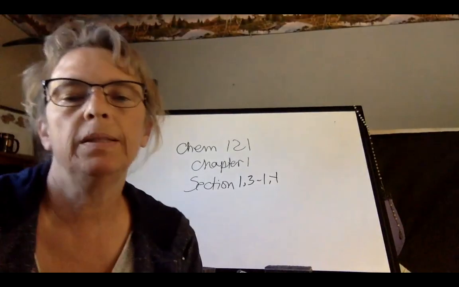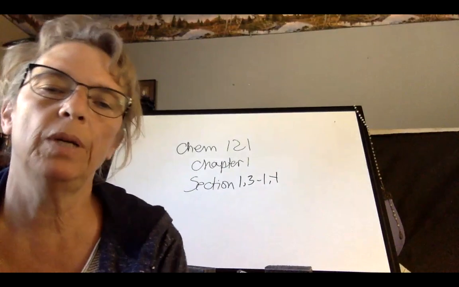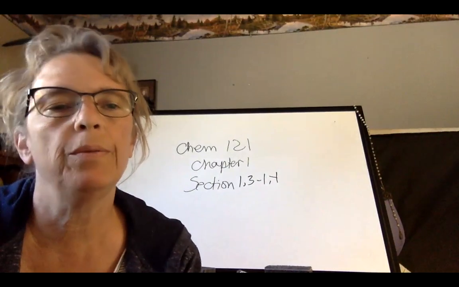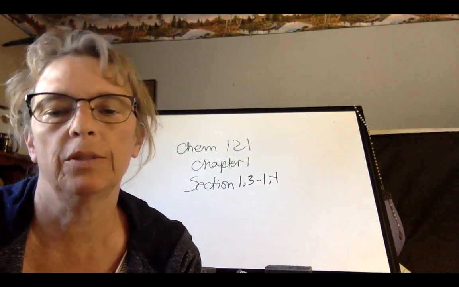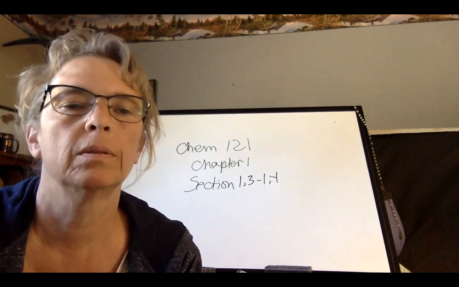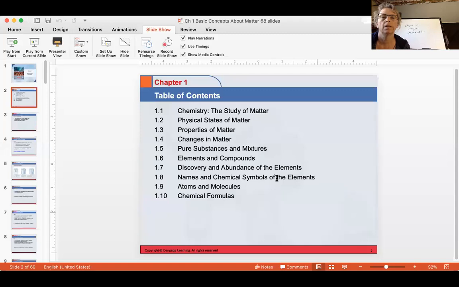Hi again. This is Chem 121, Chapter 1. We're going to do sections 1.3 and 1.4 in this lecture. In sections 1.1 and 1.2, we talked about some of the physical states of matter. In 1.3 and 1.4, we're going to talk about the properties of matter and some changes that can take place in matter.